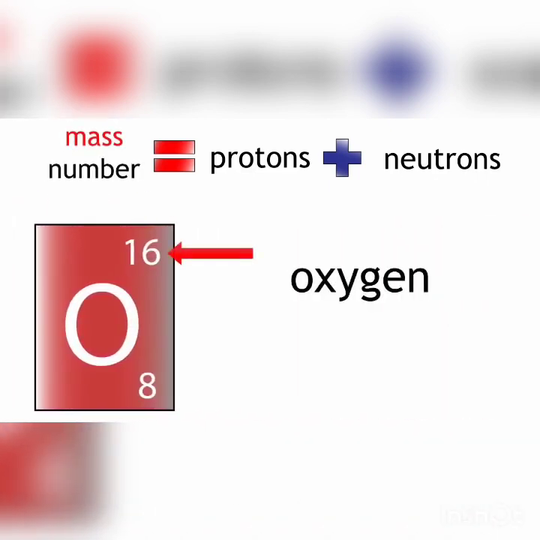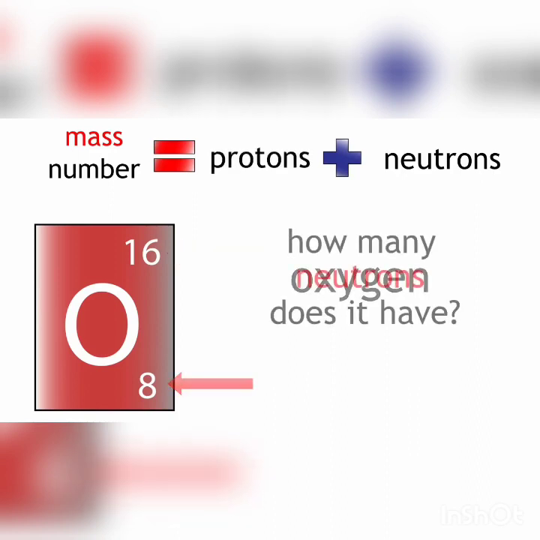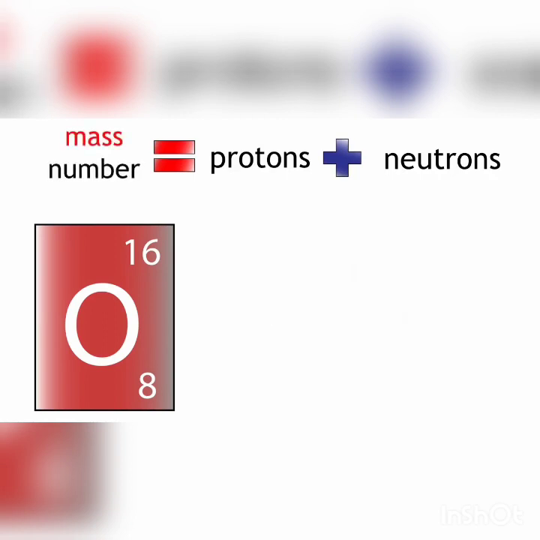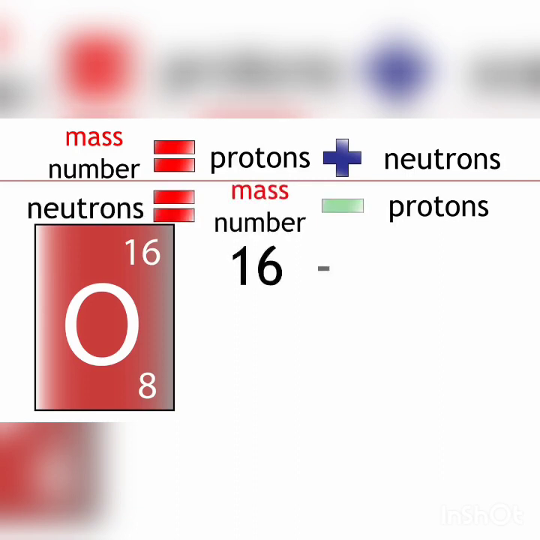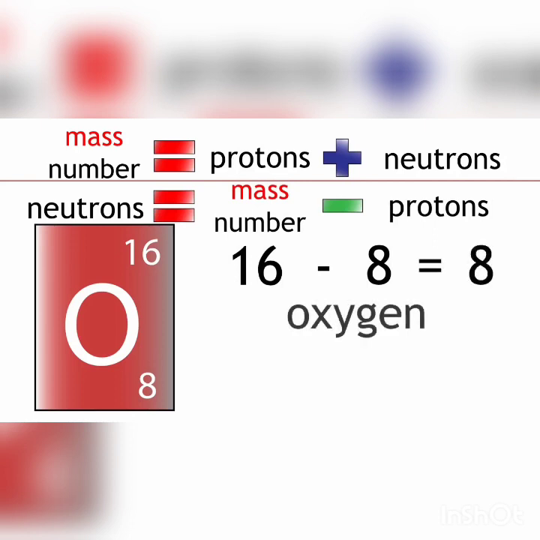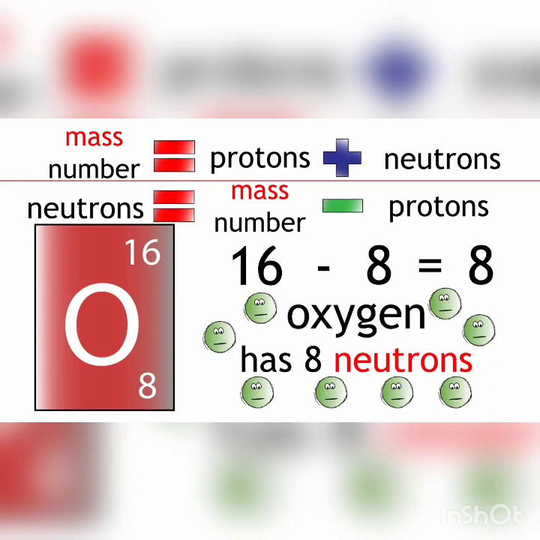Let's take oxygen. Oxygen has a mass number 16 and has 8 protons. How many neutrons does it have? Remember, mass number equals protons plus neutrons. We can rearrange this: the number of neutrons equals mass number minus protons. Neutrons equals 16 minus 8, which equals 8. Oxygen therefore has 8 neutrons.